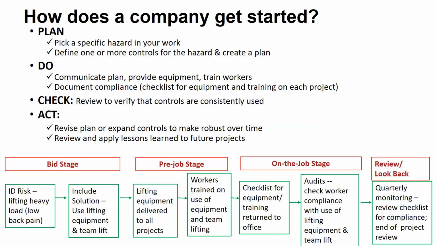The last stage is the review or look back. The plan, checklists, and other documentation are reviewed to assess how well the plan was implemented. The results are discussed with employees and input is solicited to help find solutions for areas where there was low compliance, so the lessons learned can be used on future projects.